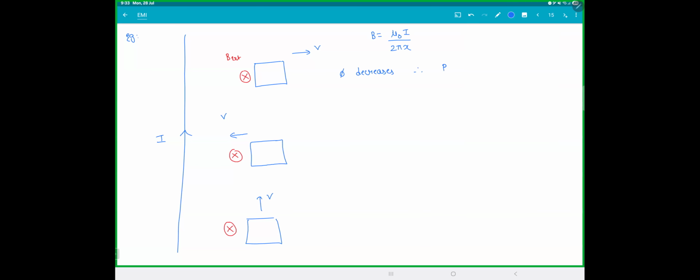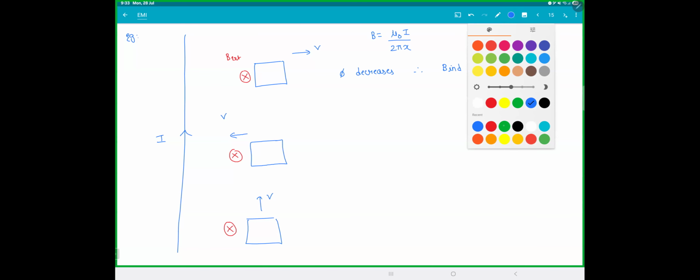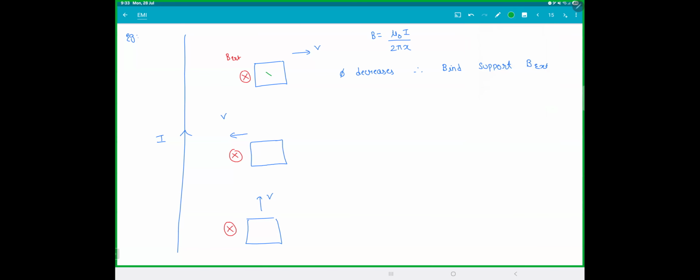Therefore, B induced will support B external. That means B induced must be in the same direction as B external. So B induced also will be down. If B induced is down, then use your right hand thumb rule. Take your right hand, put the thumb in the direction of magnetic field, rotate your fingers. Then you get the current in anti-clockwise, ACW.